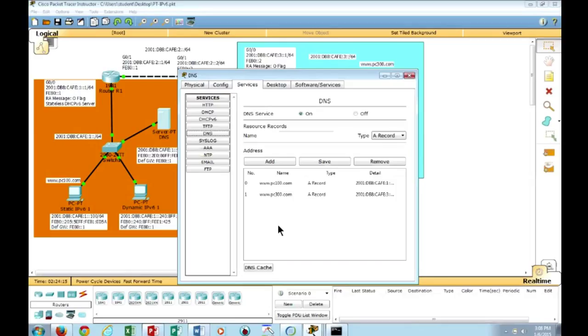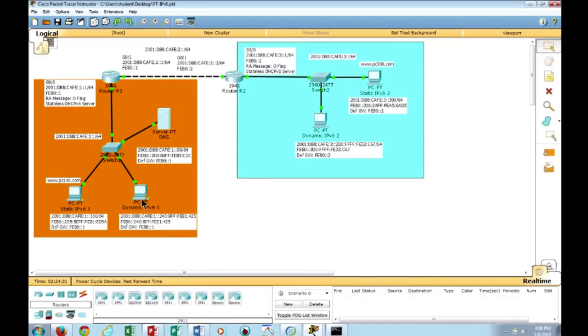Why quad A? There's actually a reason. A is 32 bits. 128 bits is AAAA. Quad A. Makes sense to me. All right. So anyway, you can play around with this. You can ping devices. You can ping global unicast addresses. You can ping using a domain name, I have PC100, PC300. You can ping those because they can resolve it with DNS.